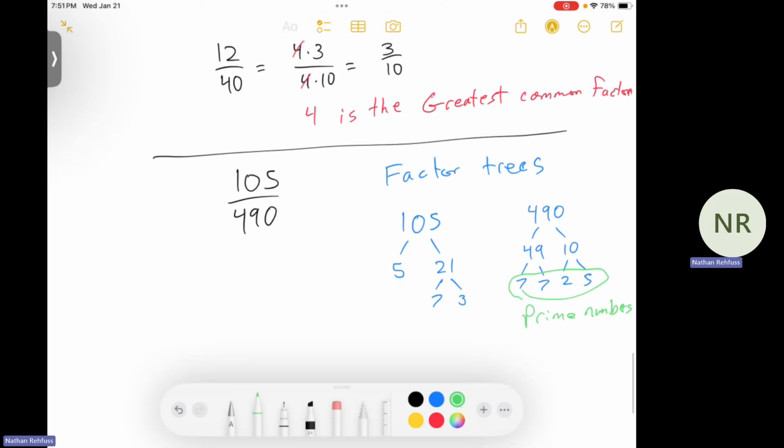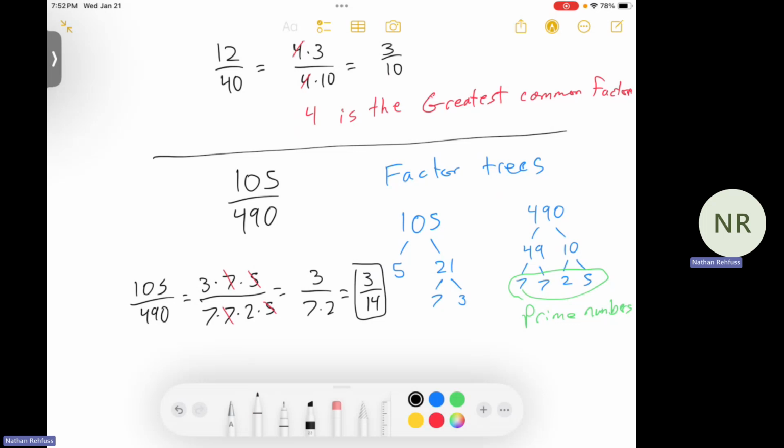So you break the fraction all the way down into prime numbers, and now we can write 105 over 490 as 3 times 7 times 5 divided by 7 times 7 times 2 times 5. To finish the problem, you cross out any number that appears both top and bottom. So 5 cancels with 5, and 7 cancels with 7. You're left with 3 over 7 times 2, and 7 times 2 is 14. So our final answer is 3/14.